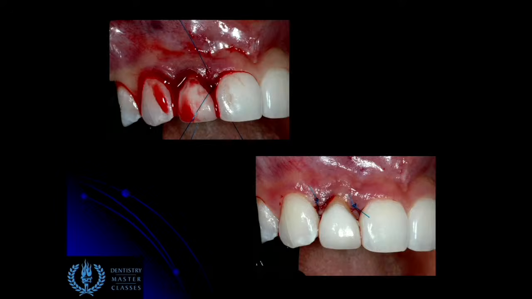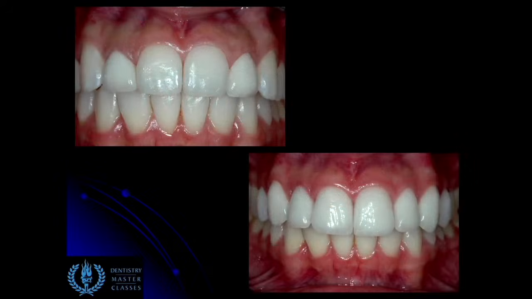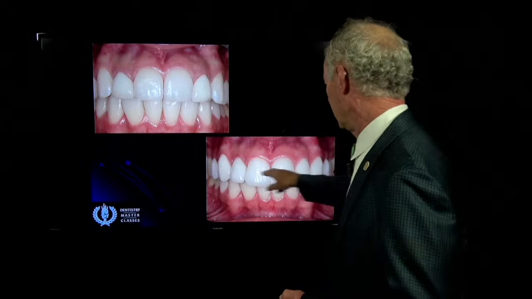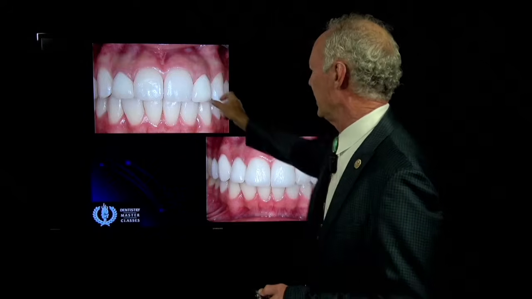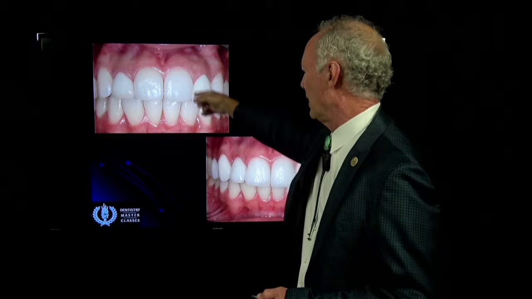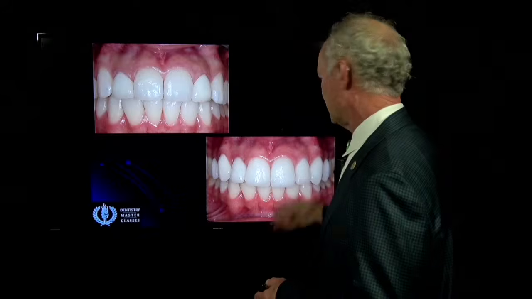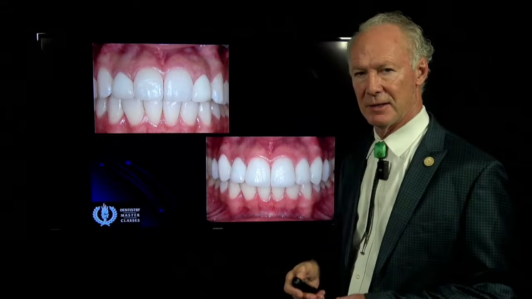I'm removing bone. So here's the new gingival line. If that's 9, the alveolar crest should be 12. Trust it, it works. So what we've done to make these teeth thinner, we veneered the other teeth because I can't just make them thinner. If I do, I'll have spaces in here. You've got to take up that space with the adjacent teeth.